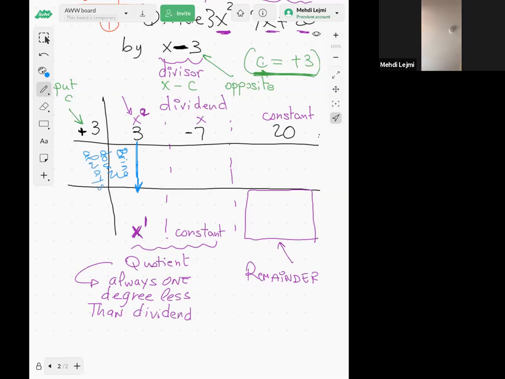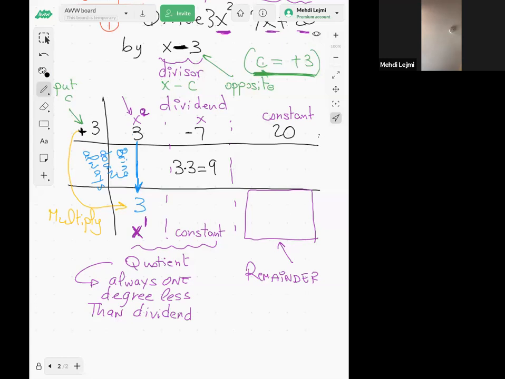Okay, so you have 3 here, so I'm gonna put 3 here, all right? Now, next thing, we're gonna multiply the last row by the C, the positive 3. So here we have 3 times 3, that would be 9, right? So I'm gonna put 9 in the next column. So here I'm gonna put 3 times 3, that would be 9.